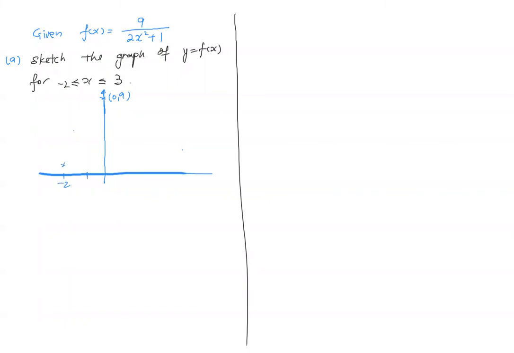Okay, then you see like there's an inflection point here, correct? Then 3, when x equal to 3, is 9 over 19. So it's about half. So it's lower down. So the graph goes like that.